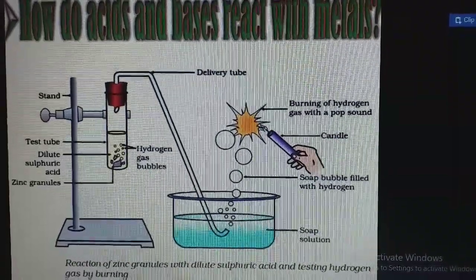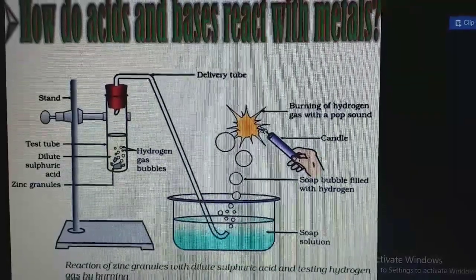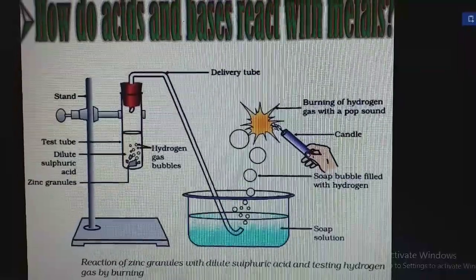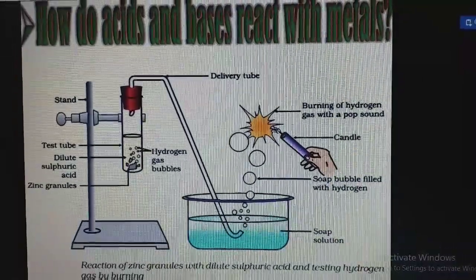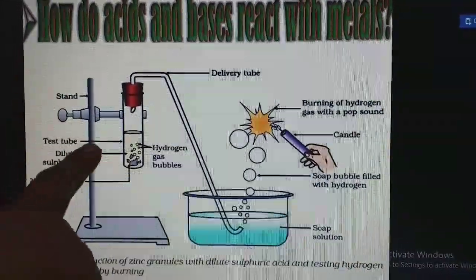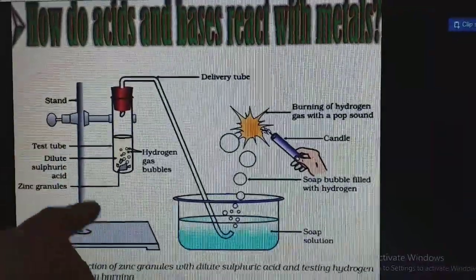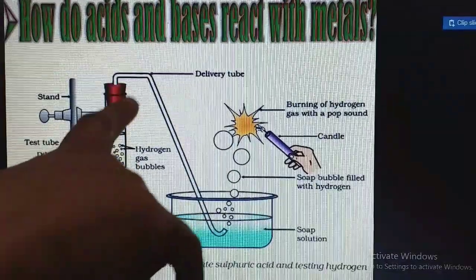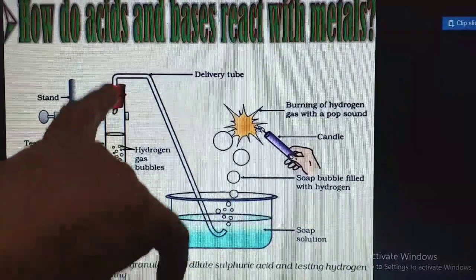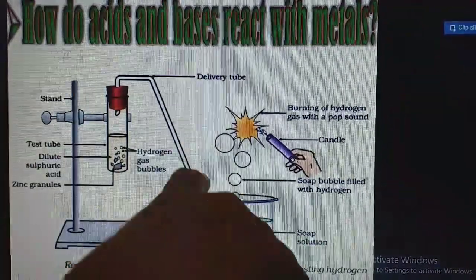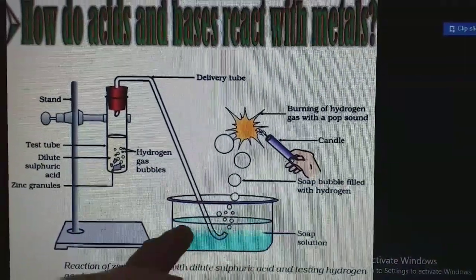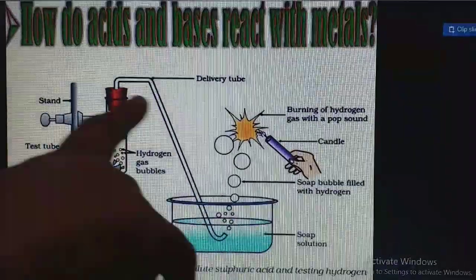The next topic is how acids and bases react with metals. First you take acid with metal. For this, one activity is given. This is the apparatus setup given. You know very well this is the stand for holding the test tube, and the test tube is fitted with a cork. Through the cork one bent tube is introduced, and the other end of the bent tube is kept in the soap solution. So this setup we have to take.